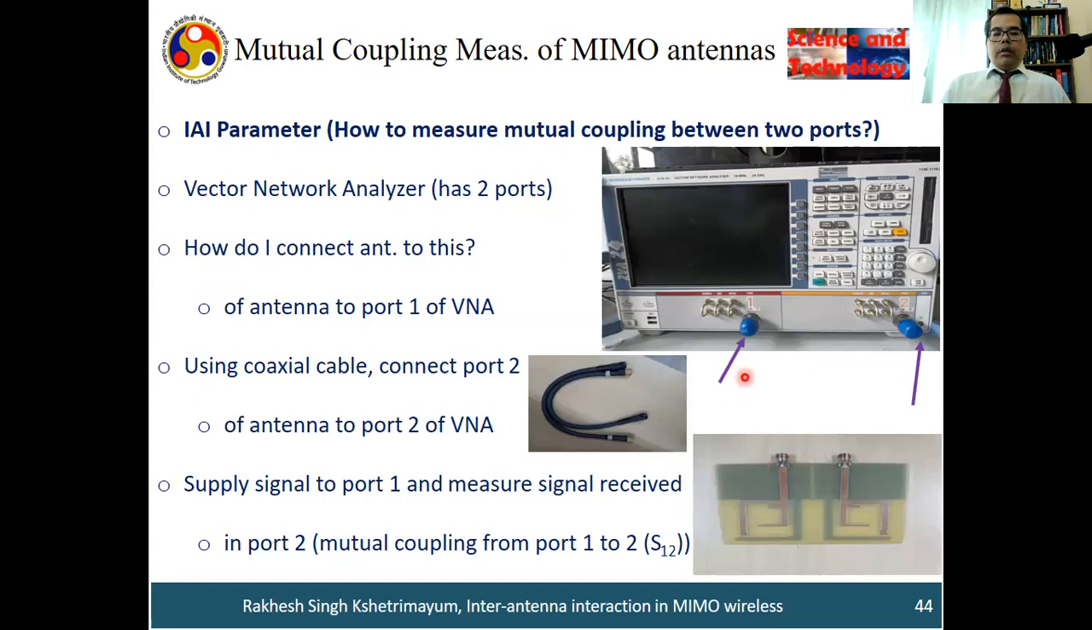You connect all the devices at high frequency, microwave frequency, using coaxial cables. These are coaxial cables, used as wires at high and microwave frequencies. You connect port 1 of the antenna with port 1 of the network analyzer, and port 2 of the antenna with port 2 of the network analyzer. Then you send some signal from port 1. How much signal is received by port 2? That is your mutual coupling between port 1 and port 2 of the antenna.